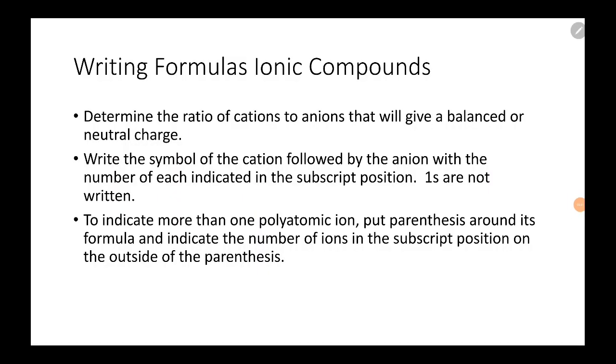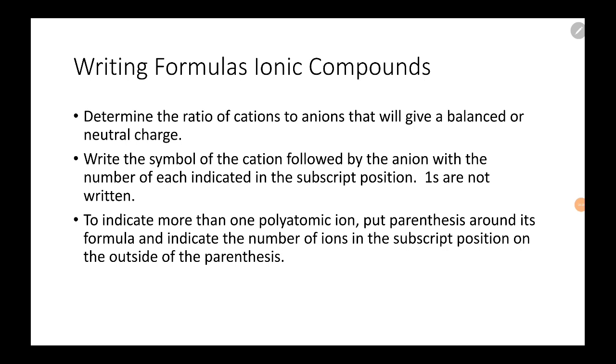Now that we've taken a look at how to take a formula and give the correct name, we're going to do that in reverse. We're going to take names and write formulas from them. First, we're going to look at ionic compounds. When we're writing formulas from ionic compounds, we want to be able to determine the ratio of cations to anions that will give a balanced or neutral charge. We're going to write the symbol of the cation followed by the anion with the number of each indicated in the subscript position. Just writing a standard chemical formula.